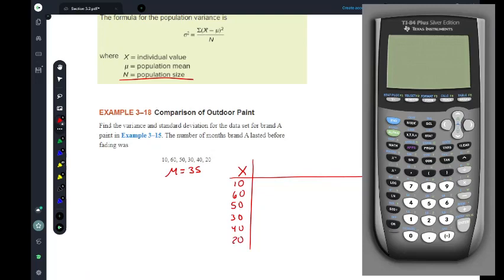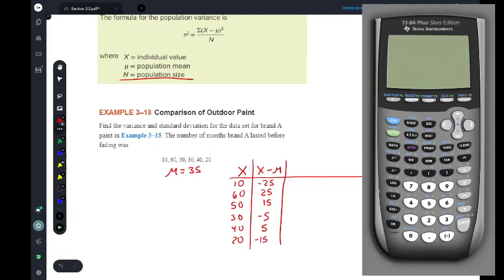But then what do I need to do? I need to do x minus mu. So what does that equal? What is 10 minus 35, my average? Well, that's negative 25. What is 60 minus 35? That's positive 25. What is 50 minus 35? I believe that's 15. What is 30 minus 35? That's going to be a negative 5. What is 40 minus 35? That's going to be a positive 5. And lastly, what's 20 minus 35? Well, that's going to be a negative 15.